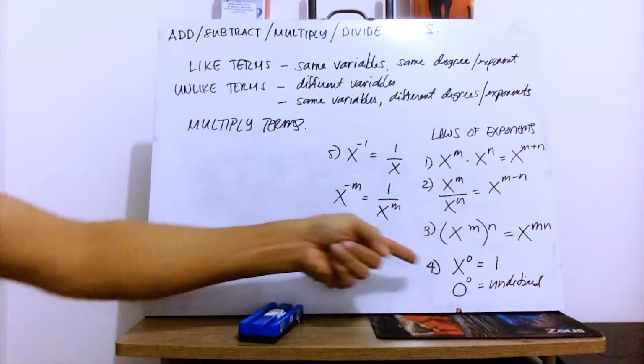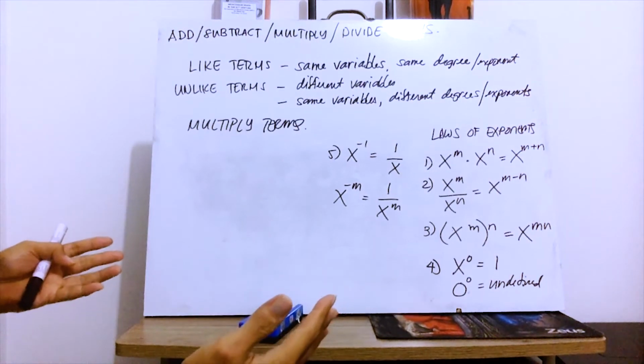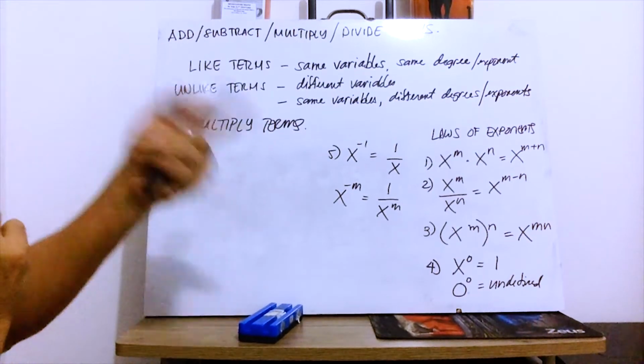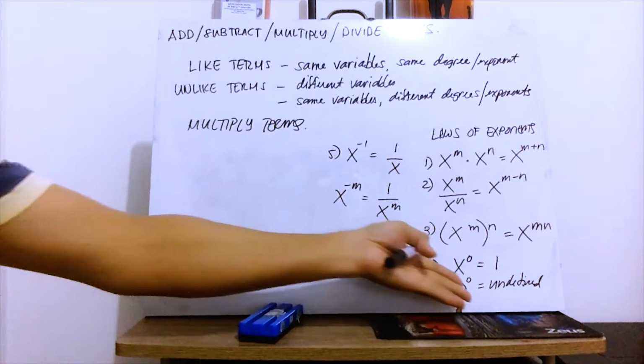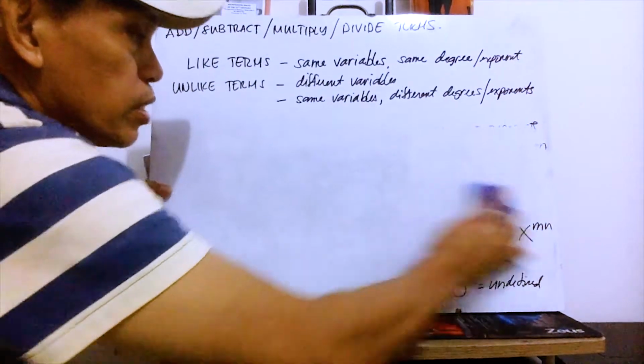Also the fourth rule, no? If x is raised to 0, it's always 1, or any term for that matter. Again, except 0. Because 0 raised to 0, nobody knows the answer. That's why they call it undefined. Okay. Let's go to the last part.